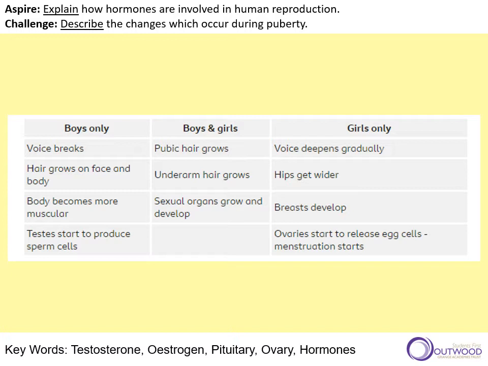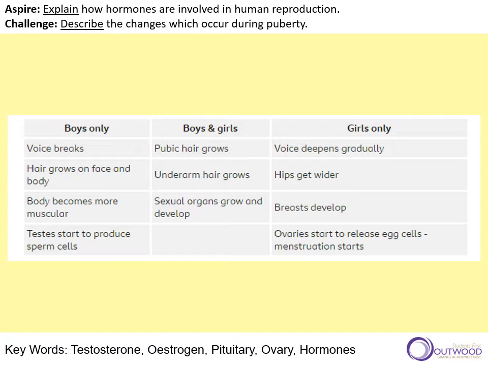Now with girls only, on the other side, the voice deepens ever so gradually. Okay, so not as much as the boys because there the voice breaks, but it deepens gradually. Girls' hips get wider. Okay, they start to develop breasts, and the ovaries start to release eggs. So a process called menstruation starts. Common name, basically start having periods. So that's what happens with girls only.